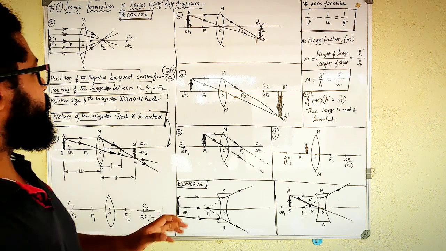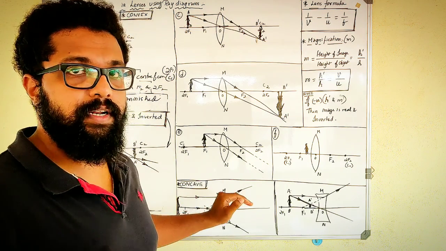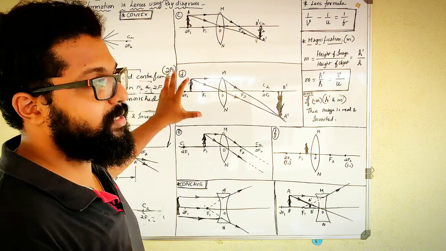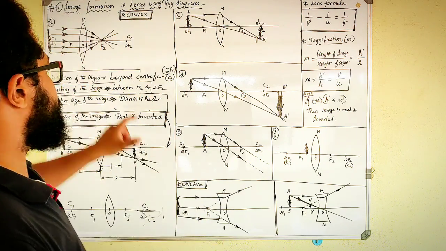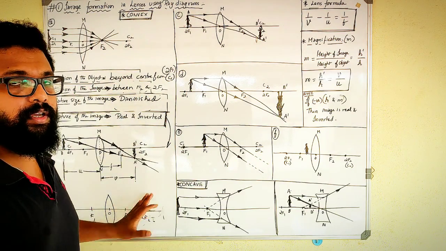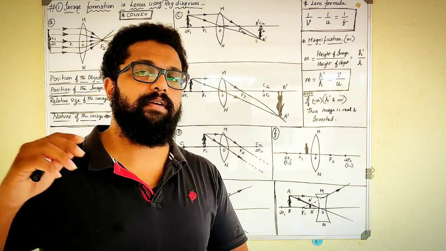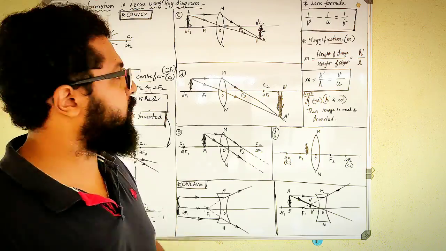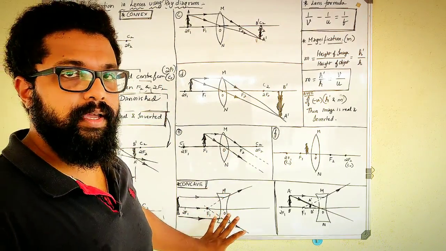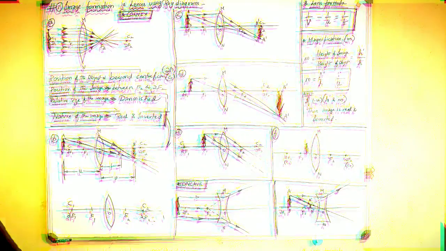I want you all to write it for all the other diagrams after I explain, and please understand the explanation very clearly. I hope you all have understood these two. If not, please pause the video, note it down, and go through this video once again, and then come to these things. Okay, is it clear? So please check this video now.